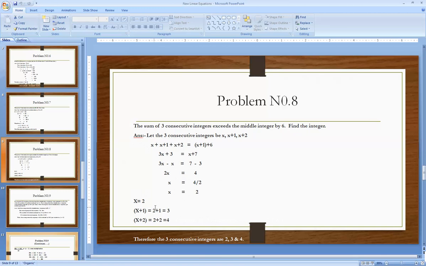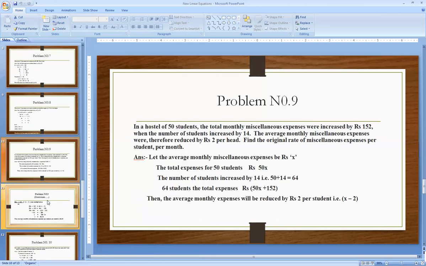So now we have calculated the value of x, that is 2. X plus 1 will become 2 plus 1 equals 3. X plus 2 will become 2 plus 2 equals 4. So therefore the three consecutive integers are 2, 3 and 4. This is how to calculate consecutive integers.